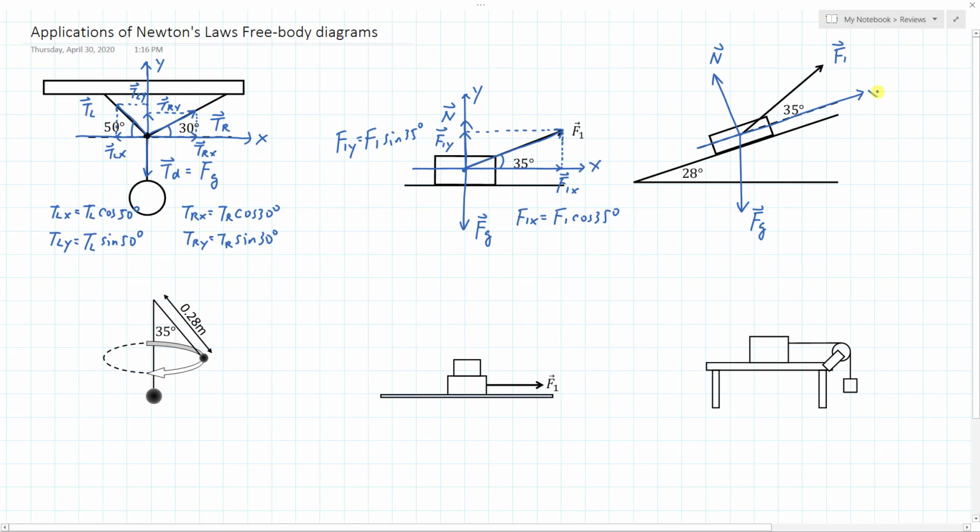So this is my x-axis, and that means the y-axis needs to be perpendicular to the x, no longer vertical, just perpendicular to the x. This is my y-axis. So they're rotated. Exactly how much are they rotated? They're rotated the same amount as the inclined plane. So I can do a dashed line here.